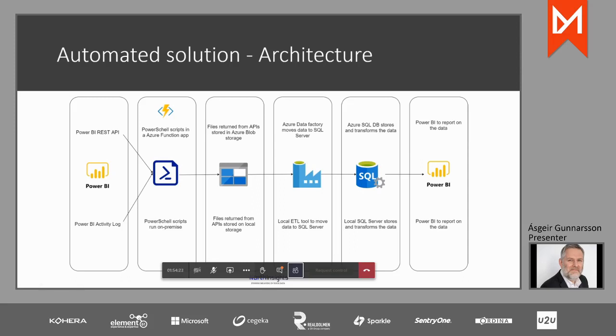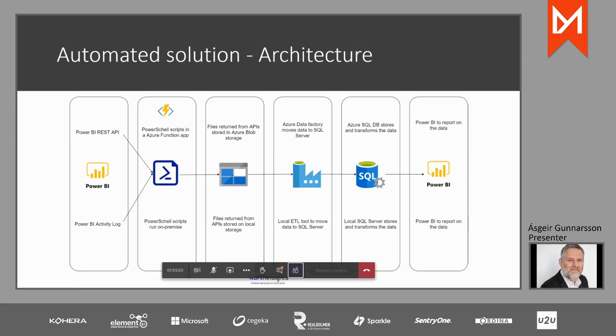In this solution, basically, the Azure one, which is on top here, the cloud one is the one I normally use. It uses the REST API and the activity log, and it uses PowerShell in an Azure function app, and then it puts these JSON files that come out of it, no matter if it's from the REST API or from the activity log, into a blob storage. Those JSON files are then picked up by Azure Data Factory to move over to Azure SQL DB, which then is just normal data warehouse processing to get it nicely shaped and everything that you want.